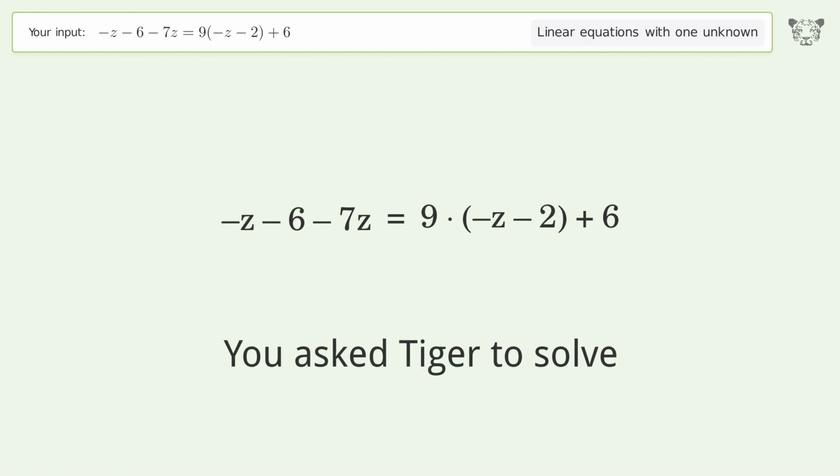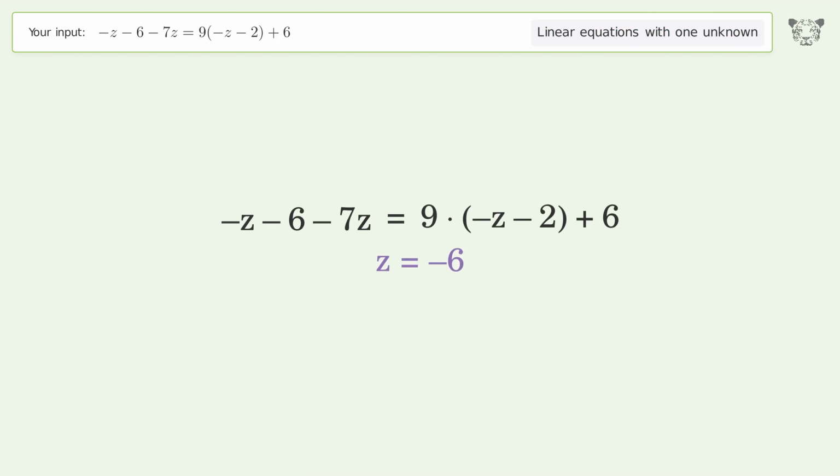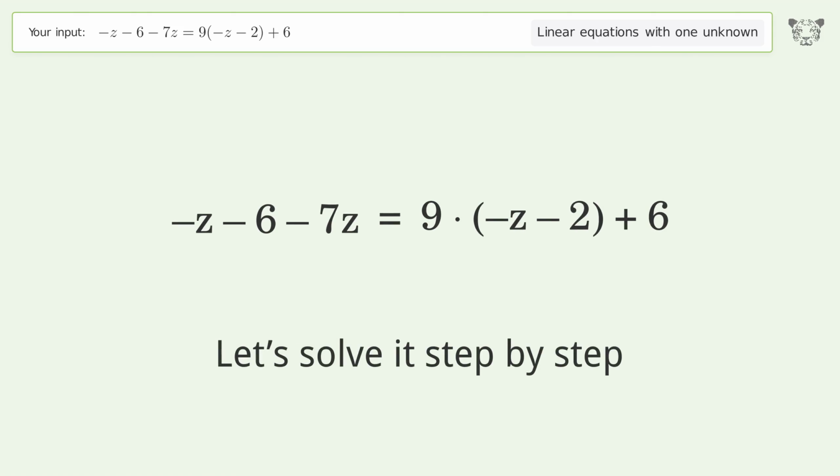You asked Tiger to solve this. It deals with linear equations with one unknown. The final result is z equals -6. Let's solve it step by step.